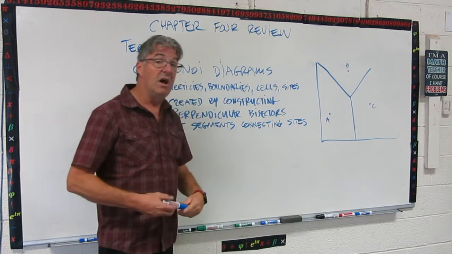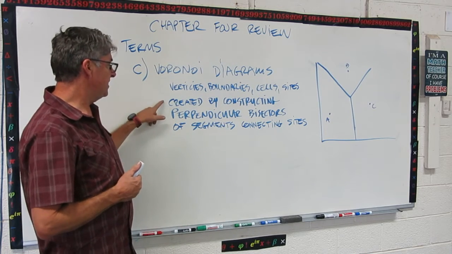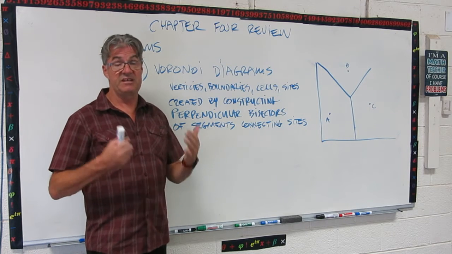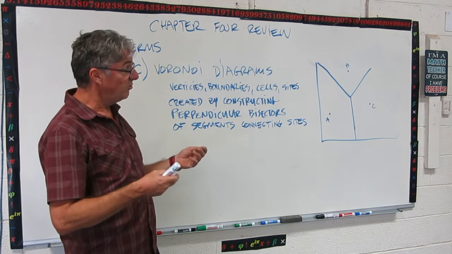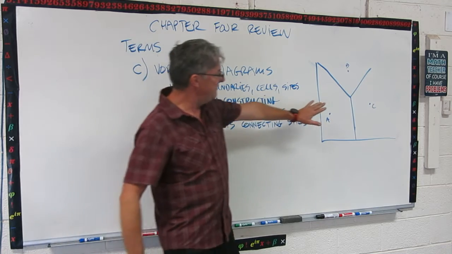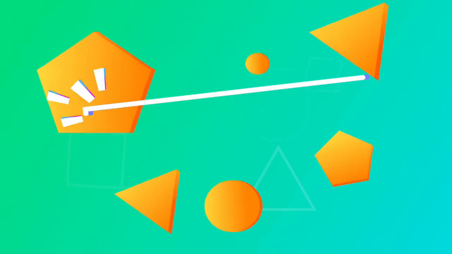Okay? So the overall process for creating one of these diagrams is we construct the perpendicular bisectors of the segments connecting the sites. And then once we've got those bisectors in there, we do a little critical thinking to figure out which lines that we erase so that we can just leave the relevant lines for our Voronoi diagram.